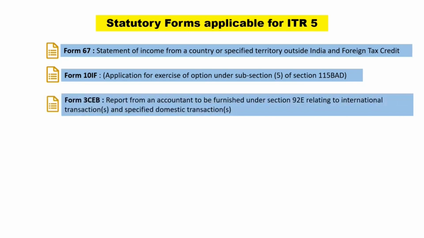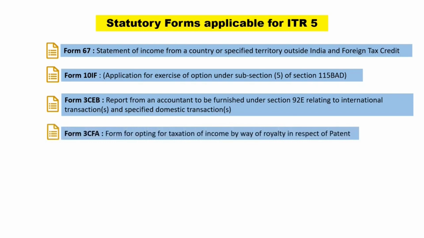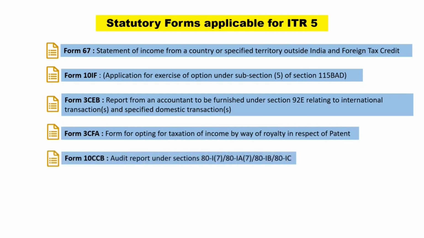Form 3CEB, which is a report from an accountant to be furnished under Section 92E relating to international transactions and specified domestic transactions. Form 3CFA, which is a form for opting for taxation of income by way of royalty in respect of patents. Form 10CCB, which is audit report under Section 80-I subsection 7, 80-IA subsection 7, 80-IB or 80-IC.